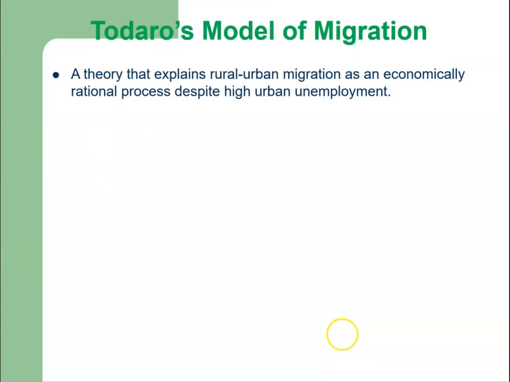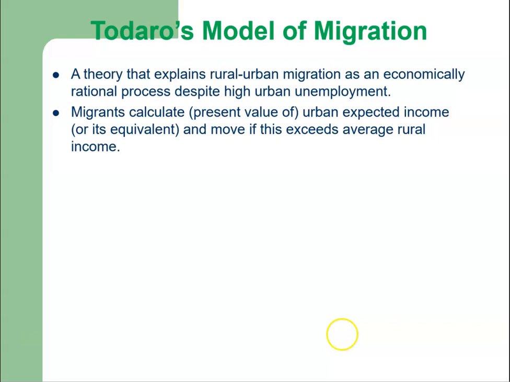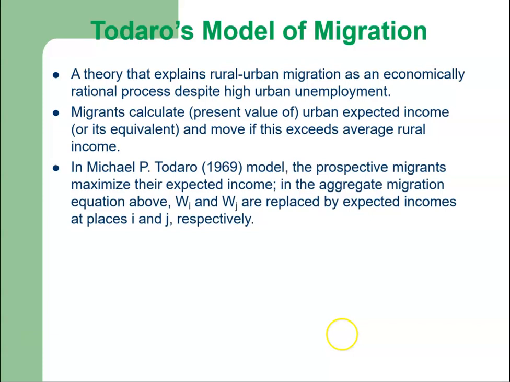Then we have Todaro's model of migration, and this theory explains rural-urban migration as an economically rational process despite high urban unemployment. Migrants calculate the present value of urban expected income or its equivalent and move if this exceeds average rural income. In the Todaro 1969 model, the prospective migrants maximize their expected income in the aggregate migration equation given above. Wi and Wj are replaced by expected incomes at place I and place J respectively.